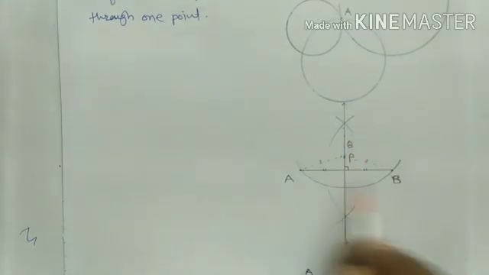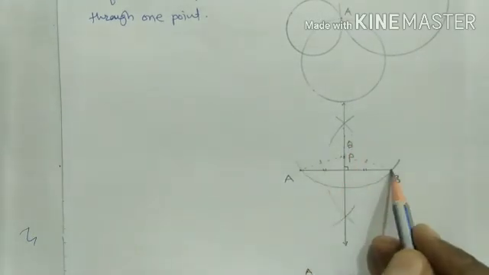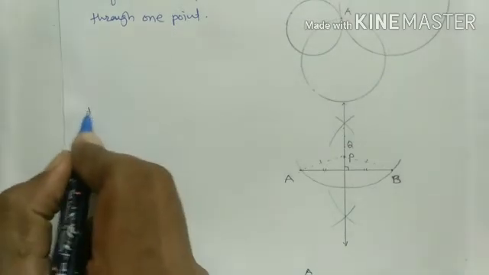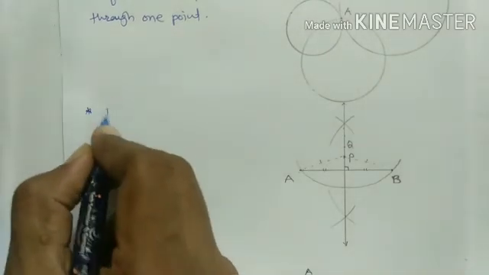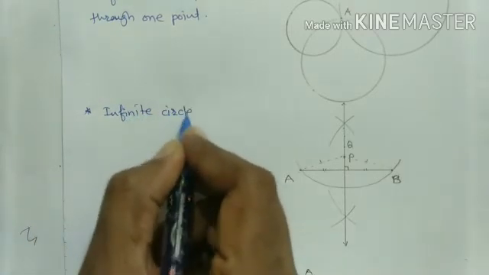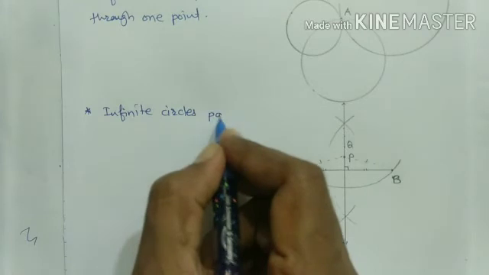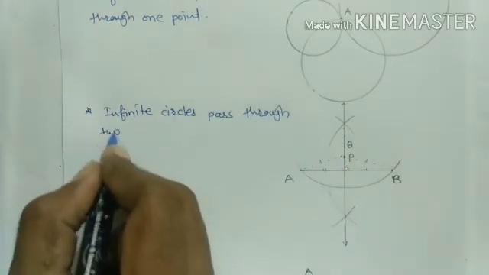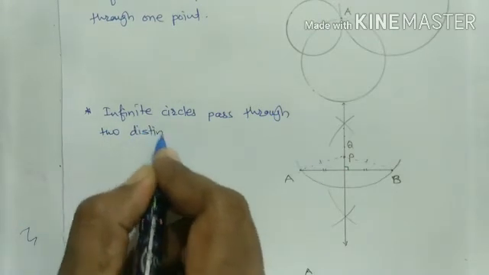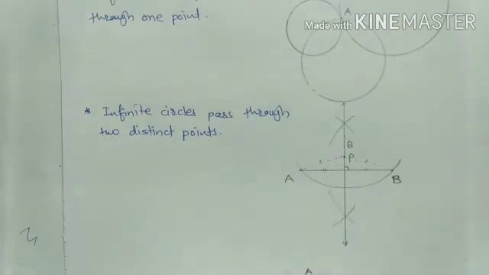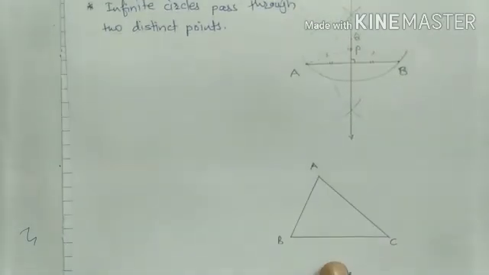कसे करता येतात? तर या सेगमेंट, त्या पॉइंटला जॉईन करणाऱ्या सेगमेंटचा परपेंडिक्युलर बायसेक्टर ड्रॉ करून आपल्याला ते सर्कल्स ड्रॉ करता येतात. So here we write the infinite circles pass through 2 distinct points. 2 वेगवेगळ्या पॉइंट मधून अशा पद्धतीने आपल्याला इन्फायनाइट सर्कल्स ड्रॉ करता येतात.